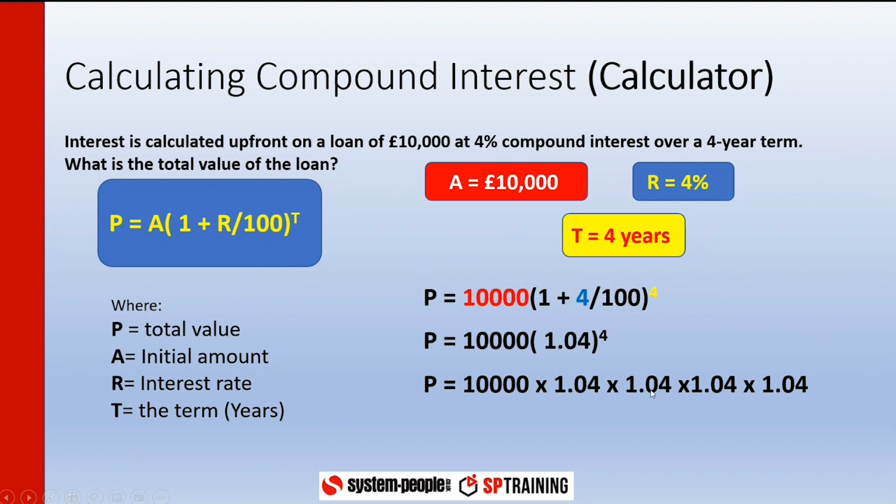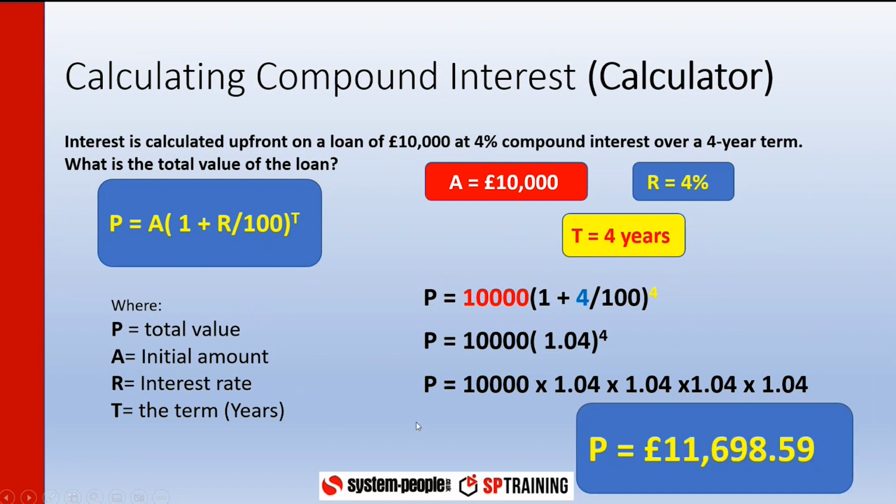You may have the index function on your calculator, but in the exam you may not have it. So I would recommend you multiply the 1.04 by itself 4 times. And if you put all that on your calculator, you end up with this figure of £11,698.59, and that is on a £10,000 loan at 4% compound interest over a 4-year term.